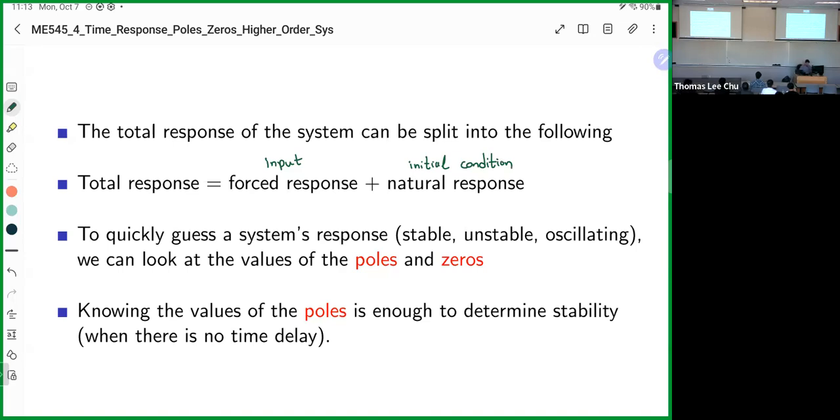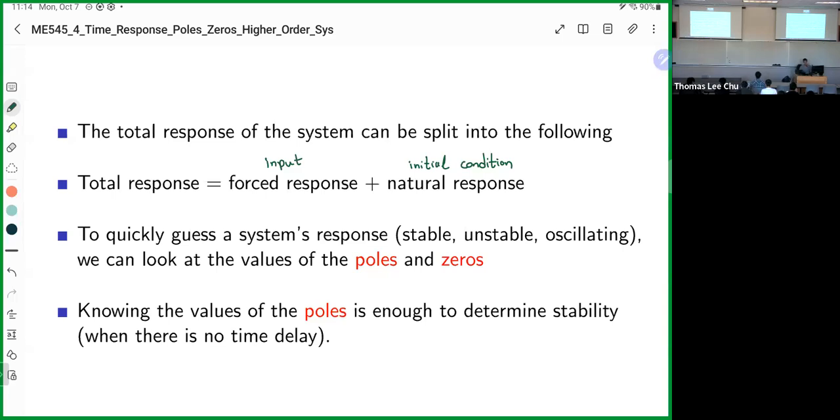To quickly inspect a system's response, if it's stable, unstable, oscillating, we look at the values of the poles and zeros. So mainly the poles are what tells us the stability of a system. The zeros tell us slightly less important information, but even knowing some of the values of the zeros can give you an initial guess of how a system's going to behave. More on that later. Knowing the values of the poles is enough to determine stability, and this is in relation to linear systems.